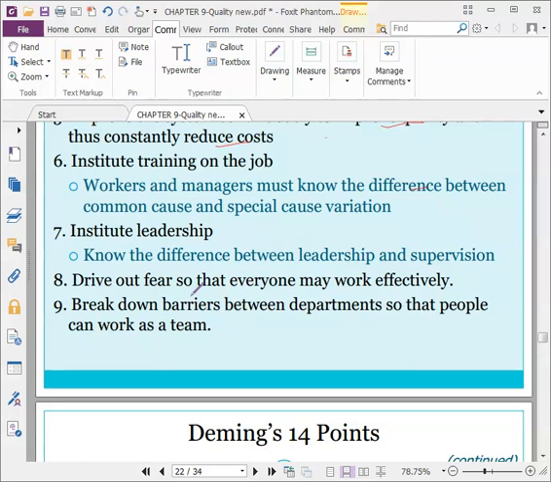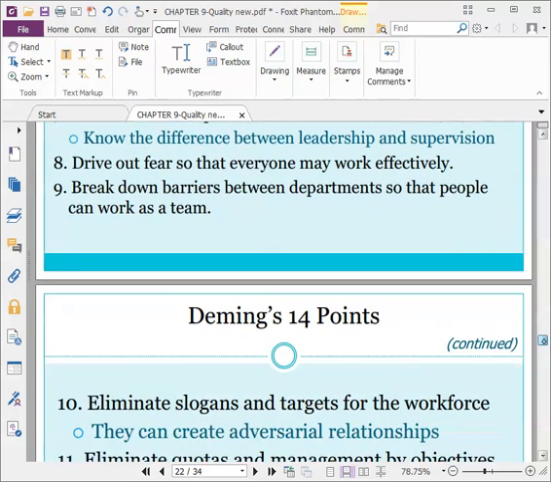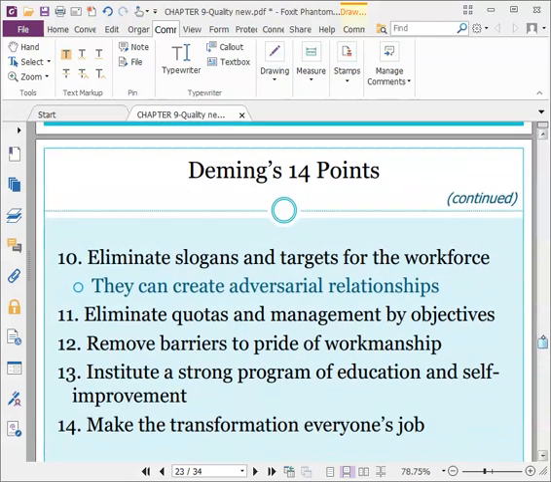Okay? Drive out fear so that everyone will work effectively. Break down barriers between departments so that people can work as a team. Maksudnya tak perlulah dipecah-pecahkan between departments sebab semua boleh bekerja bersama-sama. Ini based on the Deming 14 points lah. Eliminate slogans and targets for the workforce. They can create adversarial relationships.